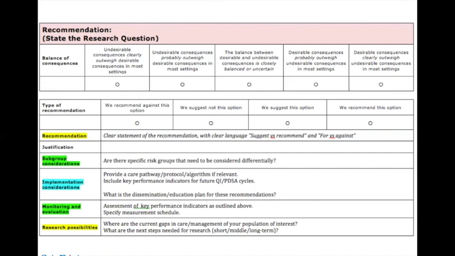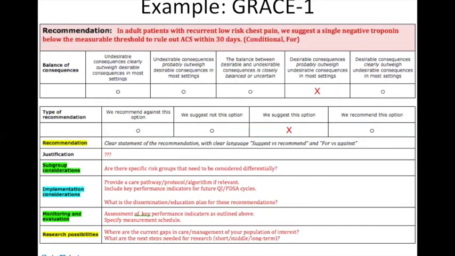and then what are the next steps for research to fill those gaps. So in GRACE 1, the recommendation was, in adult patients with recurrent low-risk chest pain, we suggest a single negative troponin, doesn't specify high sensitivity or conventional, below the measurable threshold of your hospital, presumably, to rule out ACS within 30 days. And this is a conditional recommendation for that intervention. Balance of consequences, the group decided desirable consequences probably outweigh undesirable consequences in the settings that this will apply to. The type of recommendation was a conditional suggestion for the option. And the rest of the chart, they didn't really address or fill this out.